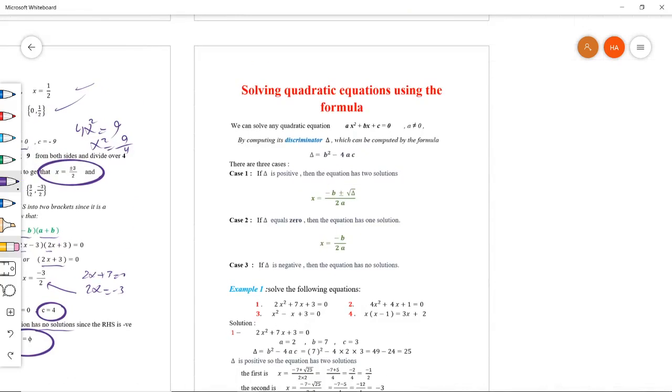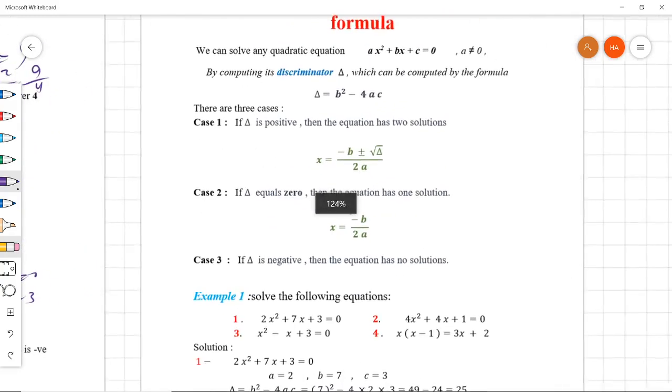In the second part of this lecture we will give you a formula. We can through it solve any quadratic equation. Thank you.